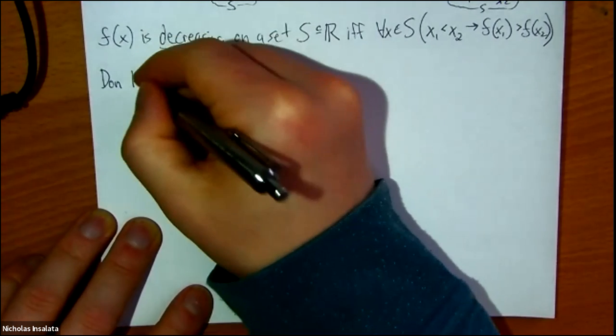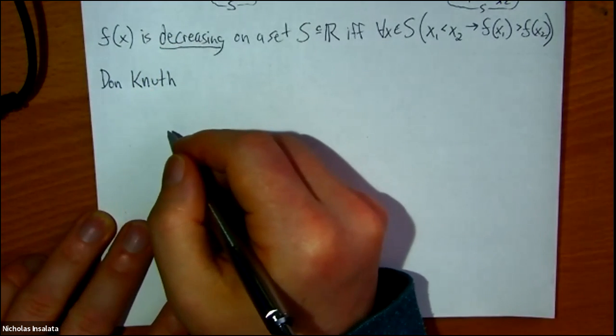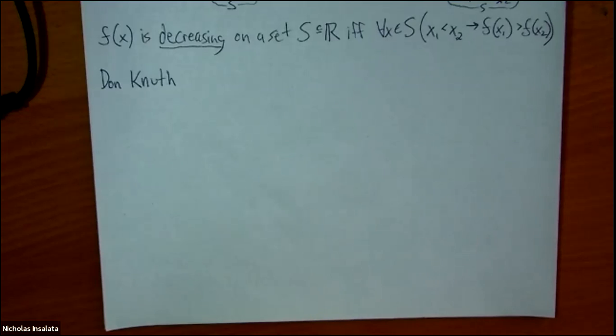Make sure I spell it right. Knuth. You say the N, and you also say the K. Yeah, you really do. It's not Knuth, it's Knuth. Yep. Yeah, it's weird.